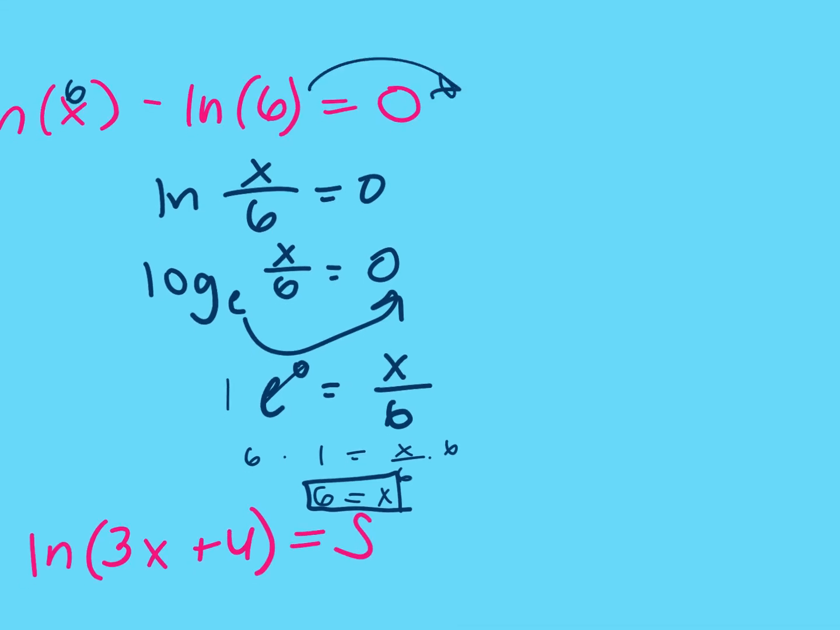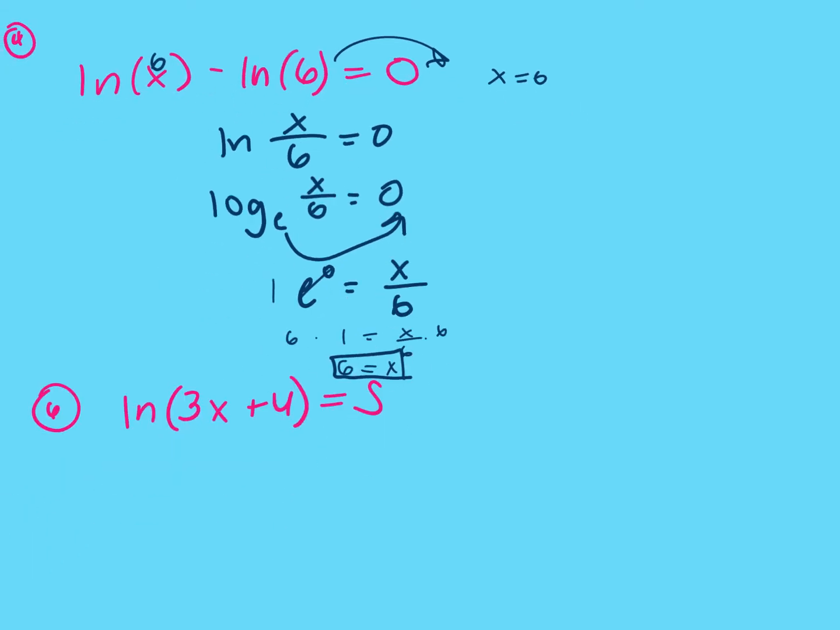Again, I could have also moved it over here and used the one-to-one. X would have equaled 6 from the get-go. Yeah, it won't be that easy on your test, though, so don't get used to it. It won't be a 0.